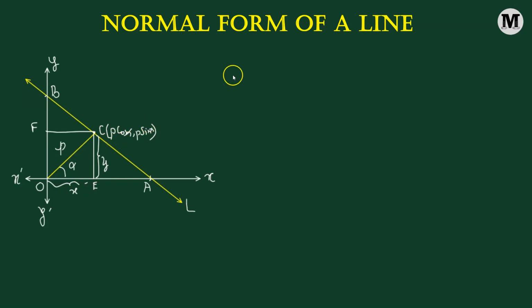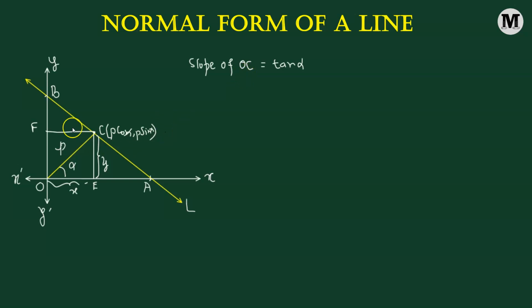Next, we'll try to find out the slope of OC. That's a very simple task. Slope of OC is simply defined as the tangent of the angle that the line makes with the positive direction of the x-axis. In our case, that's alpha. So tangent of alpha is going to be the slope of OC.